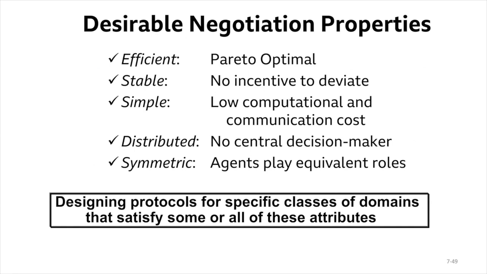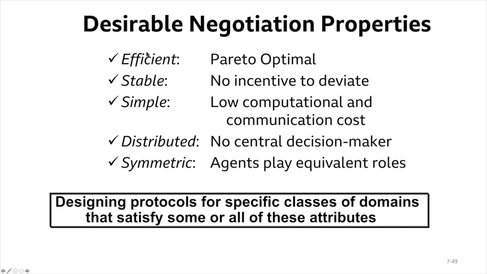So a protocol is efficient in a technical sense if it's what's called Pareto optimal. What Pareto optimality means is that there's no other solution that you could come up with which would make one agent better off without making anybody else worse off. Or to put it another way, any improvement that you could make for one agent would lead to a worse scenario for another agent.